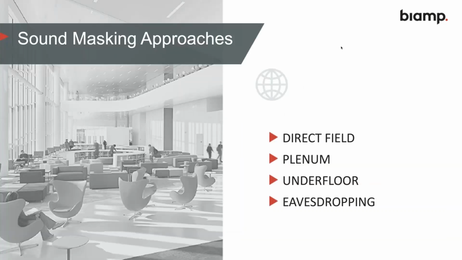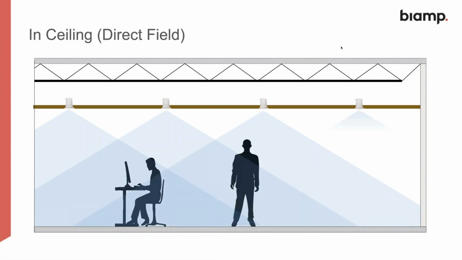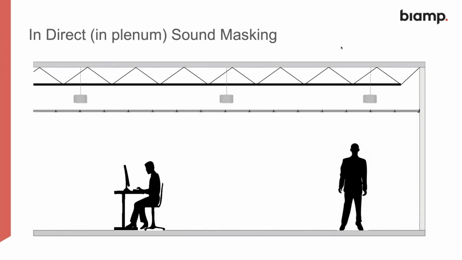So we've got several methods of approach for sound masking, depending on the area that we're talking about. We've got the direct field system, we've got the plenum system, we've got an underfloor system, and we've got eavesdropping systems. These prevent eavesdropping into rooms. Let's just go through those one at a time. The direct field system uses emitters, which are mounted in the ceiling space, in ceiling tiles usually. And you can see here that we've got an area where there are 4 zones being used within a space. And we've got another area here, which is the in plenum solution. So this is the indirect system that we use.